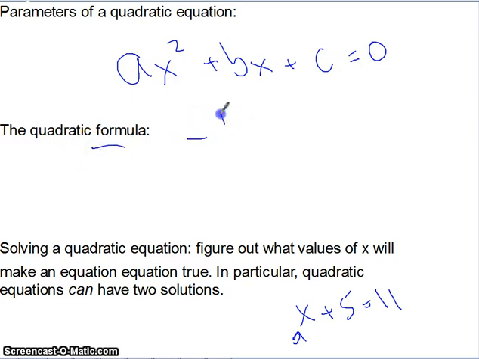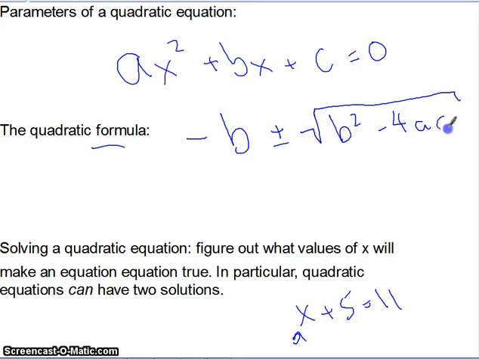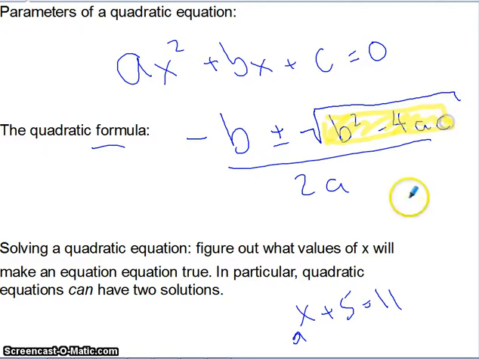It is negative b plus or minus, and this is new. It could be first either plus or it could be minus, a new symbol for you. The square root of b squared minus 4 times a times c, over 2 times a. And my strategy is going to be to focus on just this term inside first, and then plug in everything else once I know this term.